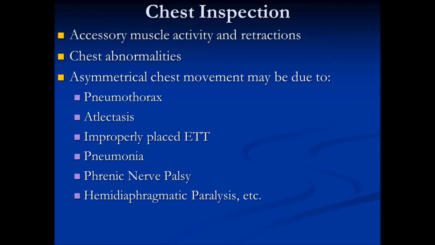If the chest wall moves asymmetrically when they inhale and exhale, it can be due to a pneumothorax, atelectasis, improperly placed ET tube, pneumonia. Of course, if the phrenic nerve is paralyzed, phrenic nerve palsy, or if one of the diaphragms is paralyzed, hemidiaphragmatic paralysis. Any of those could cause the chest wall movement to be asymmetrical, meaning one side would be moving up and the other side will be moving down when the patient goes to take in a breath.